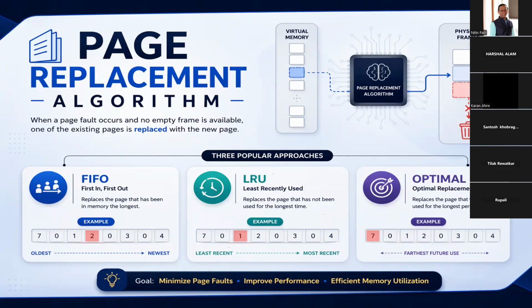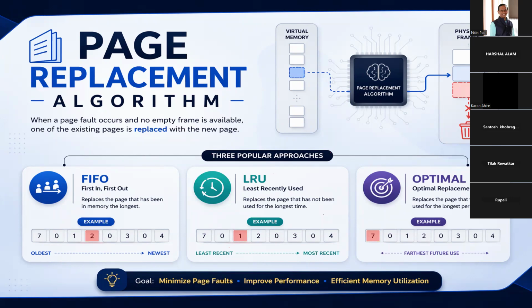Whenever a program runs, it needs memory, but we know memory is limited. When all memory frames are occupied and a new page needs to be loaded, that situation is called a page fault. Now, if there is no free frame available, the system must remove an existing page and replace it with the new one. And this decision is not random. It is handled by page replacement algorithms.